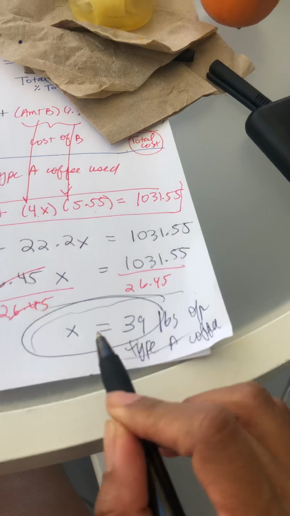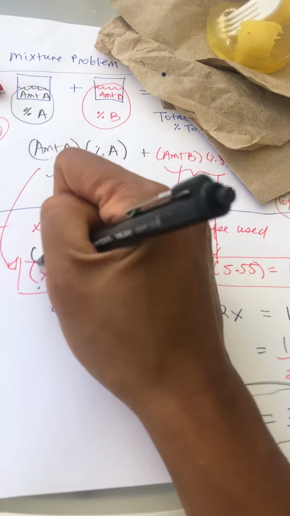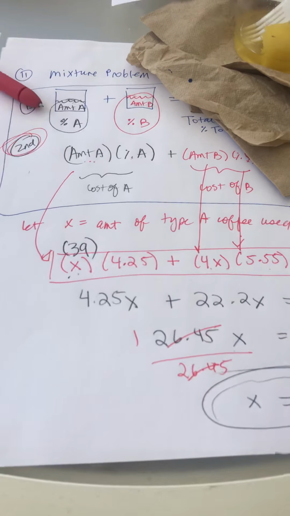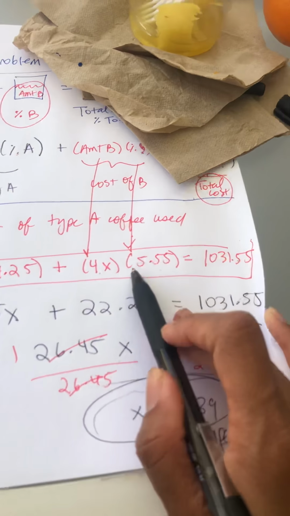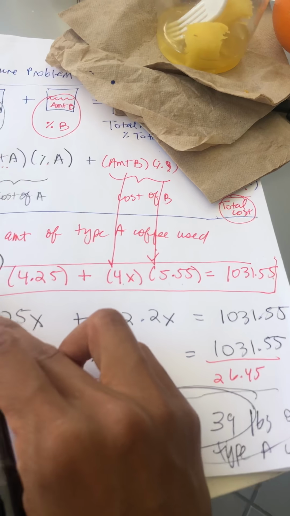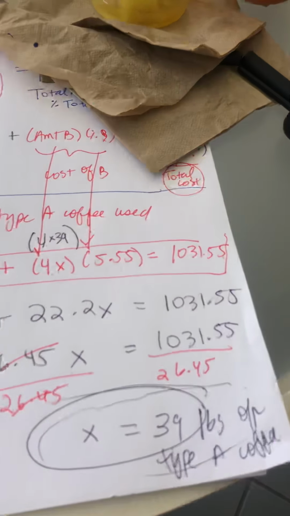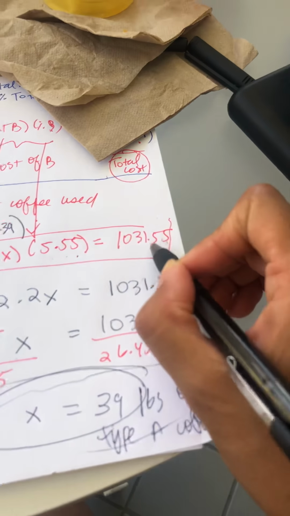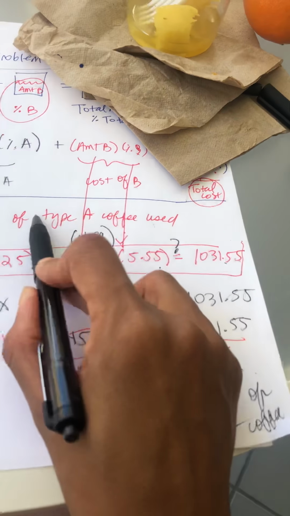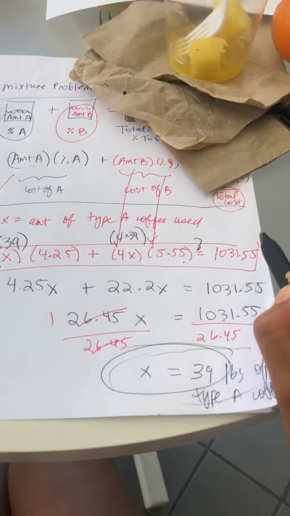And that's the answer, but let's check it, right? If we use 39 pounds of coffee, you multiply by $4.25, plus the type B coffee is $5.55, and we use 4 times the amount of 39. So 4 times 39 times 5.55. The question is, does it equal the total? Once you do the math, you end up getting that this does indeed equal 1031.55. So the answer does work.